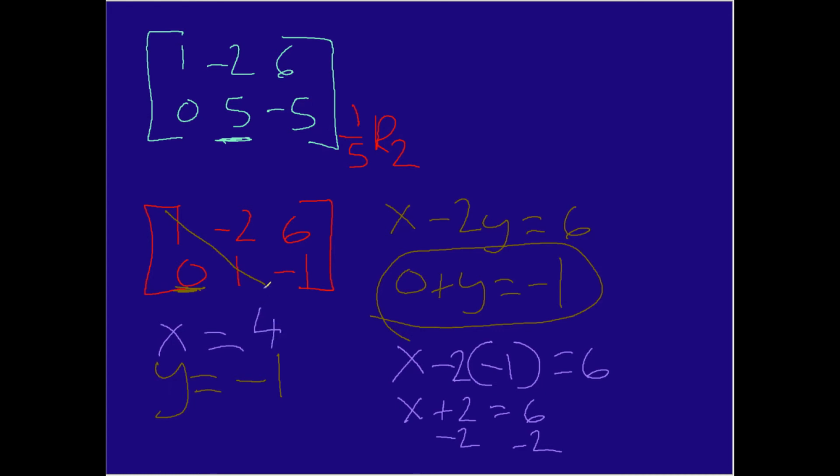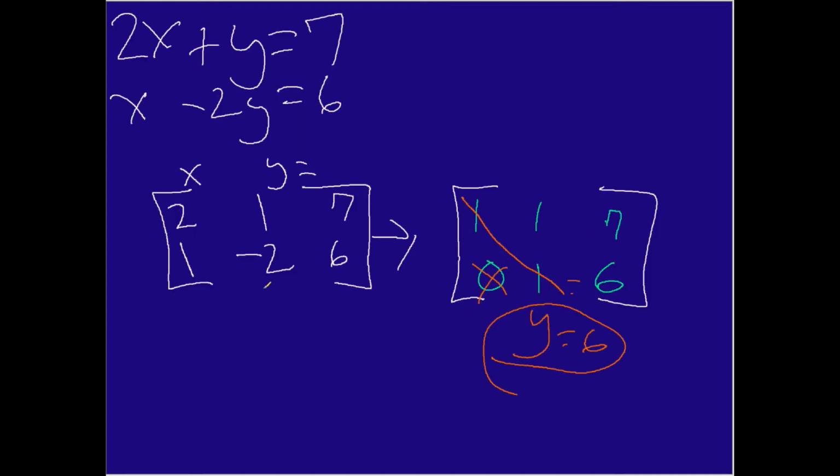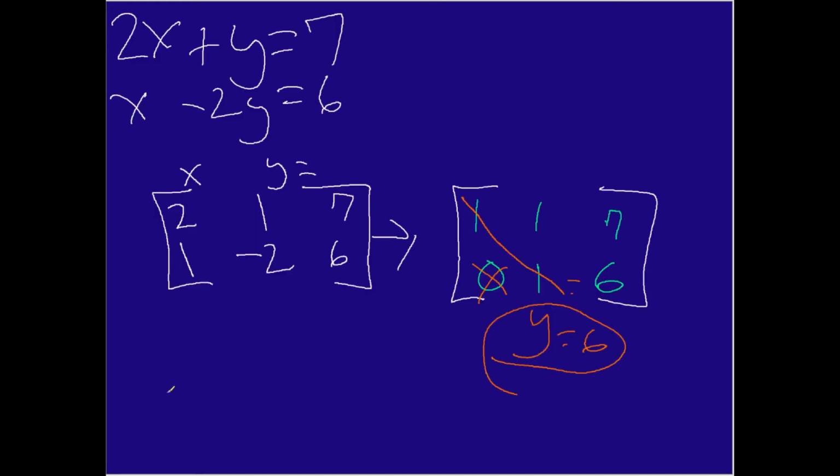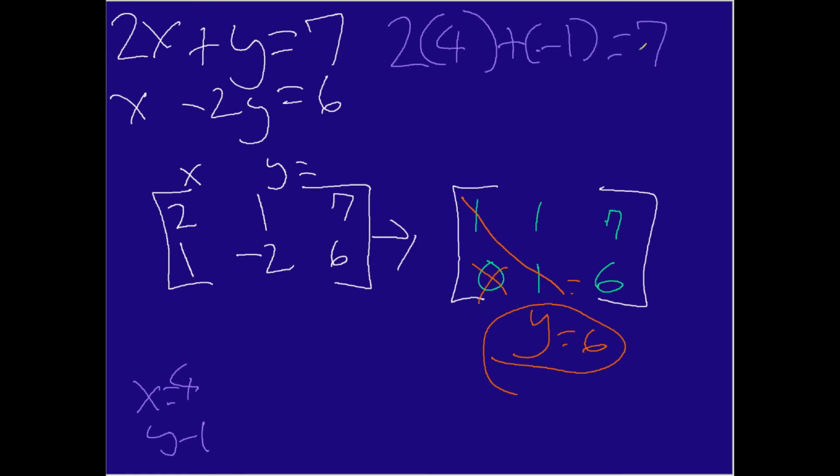If you plug these back into the original equation, you will see that this will give us our answer. So going back here, x is 4, y is negative 1. Here we go. I'm going to plug this into the original equation. 2 times 4 plus negative 1 equals 7. Now again, 2 times 4 is 8. Minus 1 equals 7. Hey, congratulations. First one works.